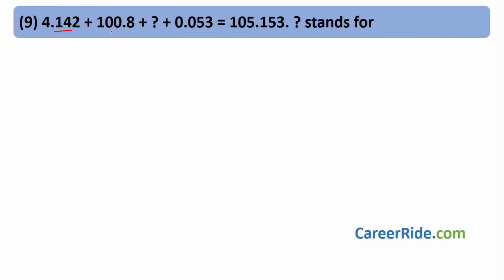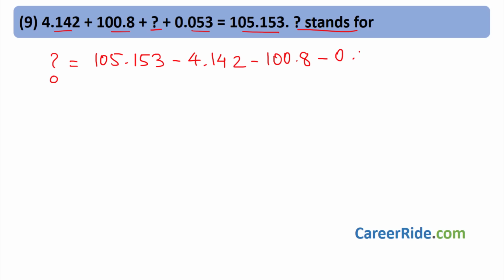4.142 plus 100.8 plus question mark plus 0.053 is equal to 105.153. Question mark stands for, again very easy, we can write question mark is nothing but 105.153 minus 4.142 minus 100.8 minus 0.053. Now how to calculate this? Do not go by decimals or write the decimal places. Very easy calculation. First consider the numbers before the decimal places. What you will have? 105 minus 4 minus 100 minus 0. What you will get? This 105 minus 104, this is 1, okay.